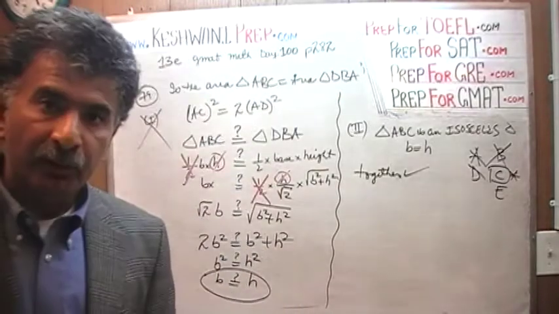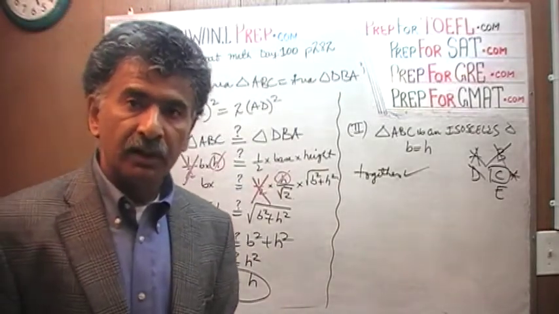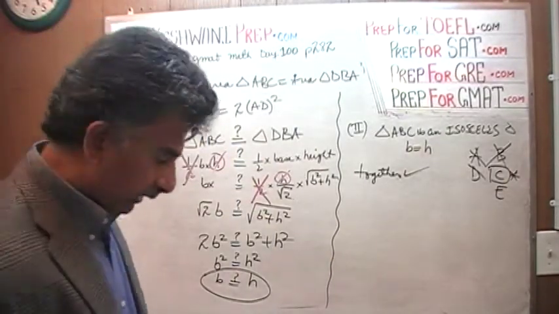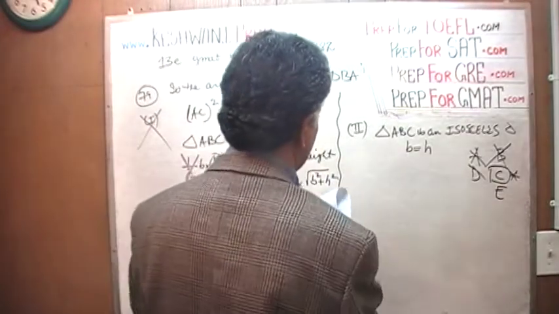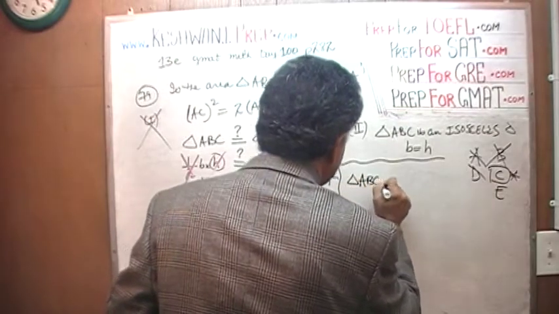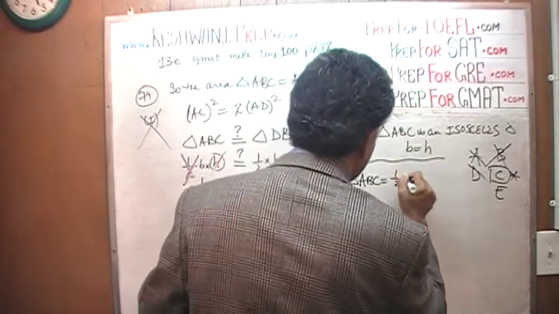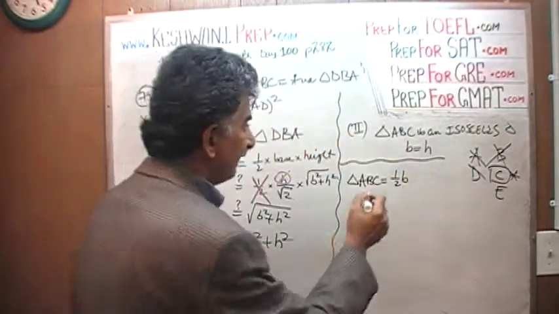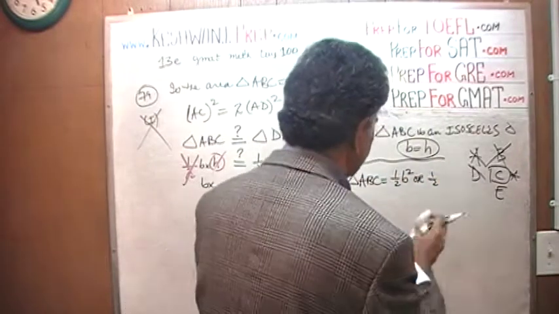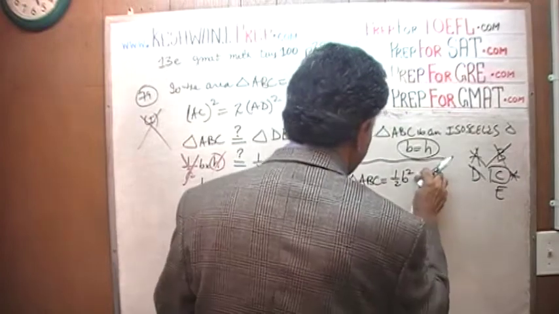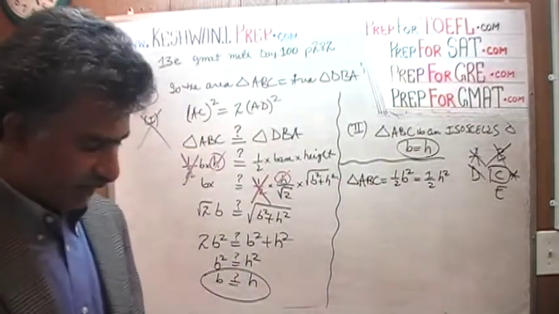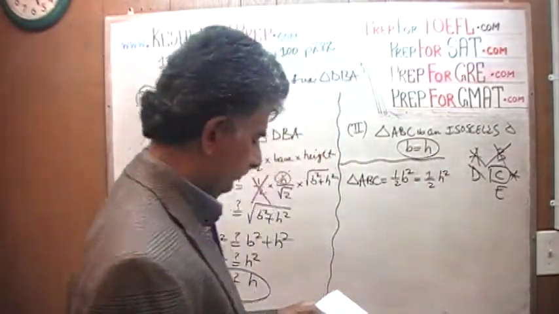What I'm going to do now is to very quickly show you that the areas of the two triangles are in fact equal. We don't need to do that for the exam. As far as the exam is concerned, we are done. The answer is C. But let's do it very quickly. The triangle ABC equals 1/2 base times height. But because the base and the height are equal, it's 1/2 base squared or 1/2 height squared. It's the same thing because base equals height. This comes from the second statement.